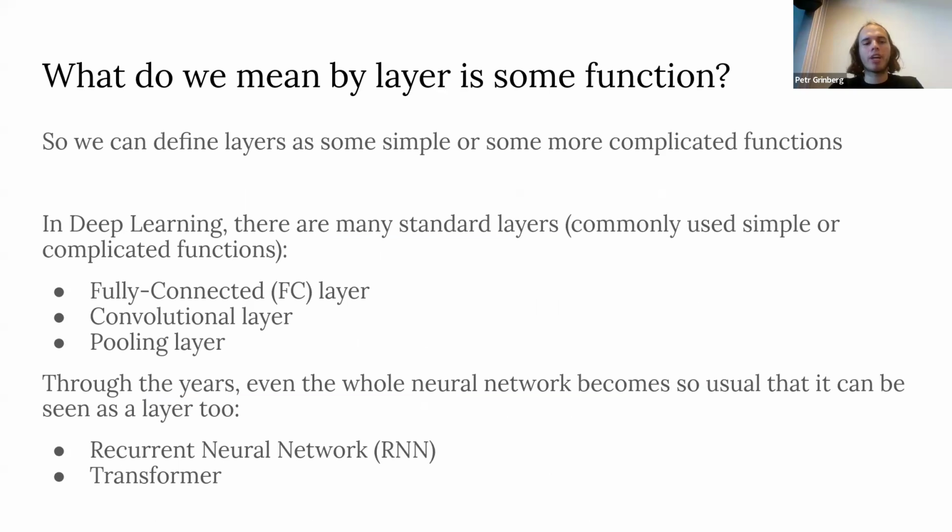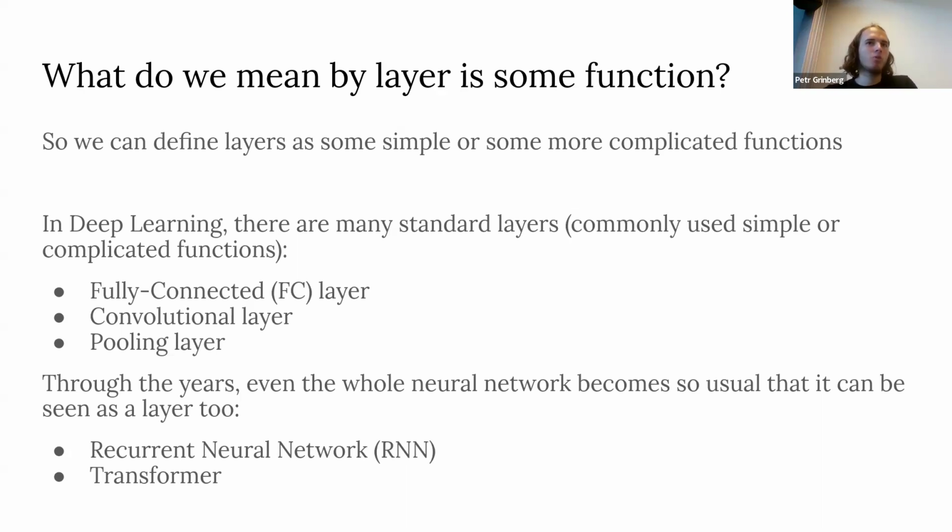But in deep learning, there are many standard layers. They are so commonly used that some functions have their own name, and this function does a certain thing. For example, there is the fully connected layer, which we'll cover in the next slide. The convolutional layer, which we'll cover today. The pooling layer, which we'll also cover today.